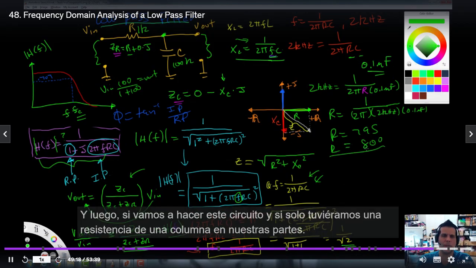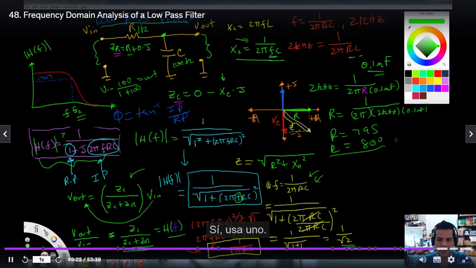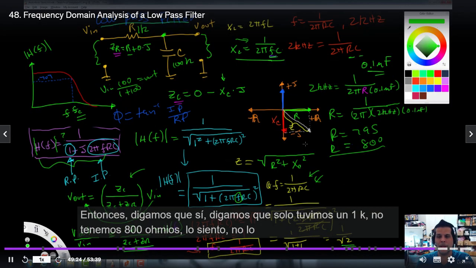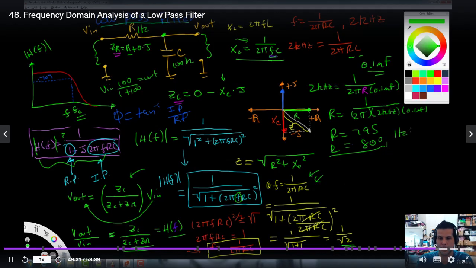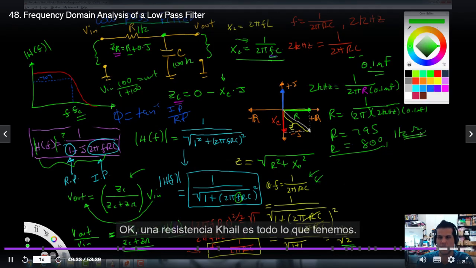And then if we were going to do this circuit, and if we only had a 1K ohm resistor in our parts, use 1K, right? So let's say that we only had a 1K. We don't have an 800 ohm. Sorry, we don't have it. So let's say that we actually have a 1K ohm resistor, that's all we got.